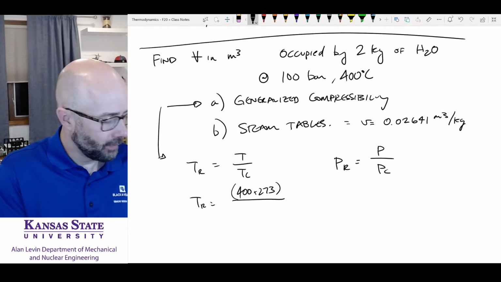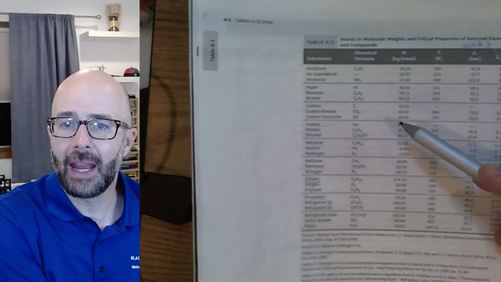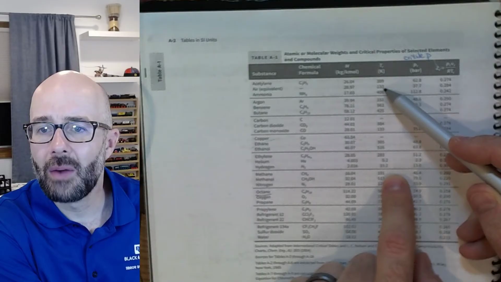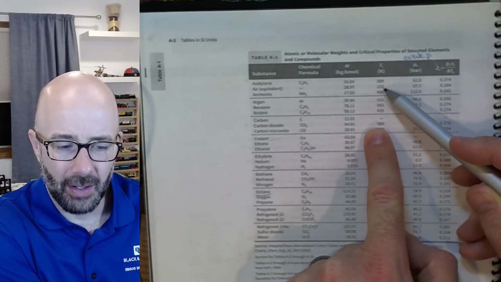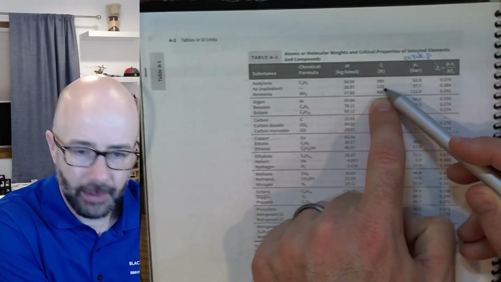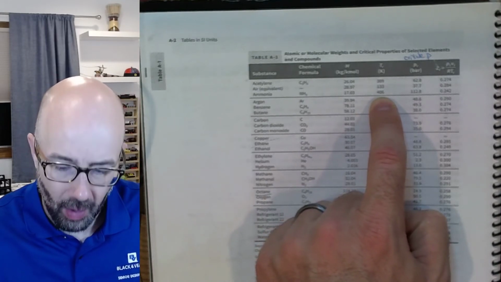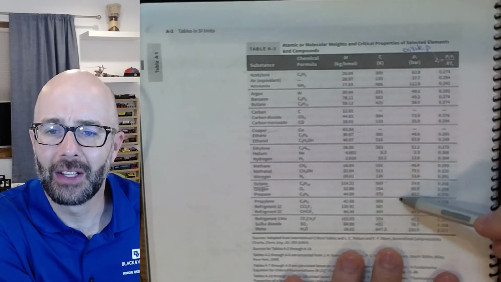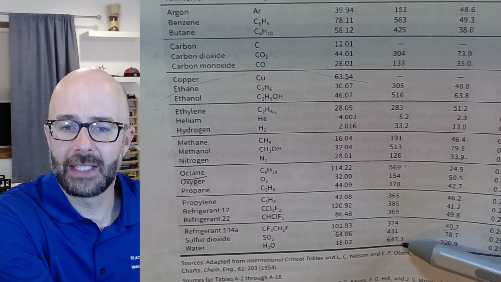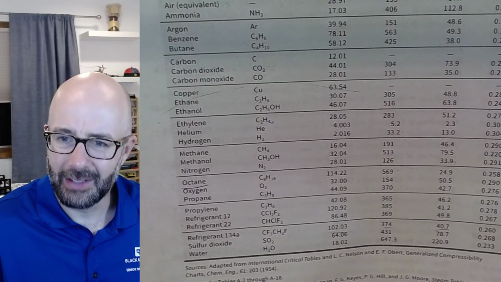Table A1, document camera, table A1 for air. It's a little blurry here. If you can't read that, it's 133. It's 133, so that is going to be the critical temperature. Oh, it's water. Water. You're yelling at me, it's water. 647.3. 647.3. I thought something doesn't feel right about this.